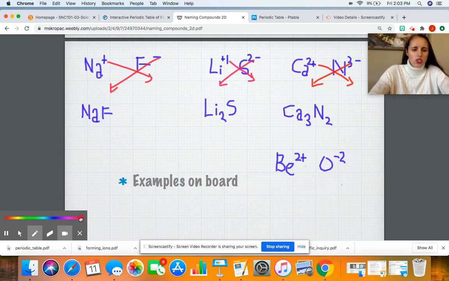Last thing I'm going to do is my crossing over rule. And once I do my crossing over rule, I'm going to see that I'm going to write beryllium here.